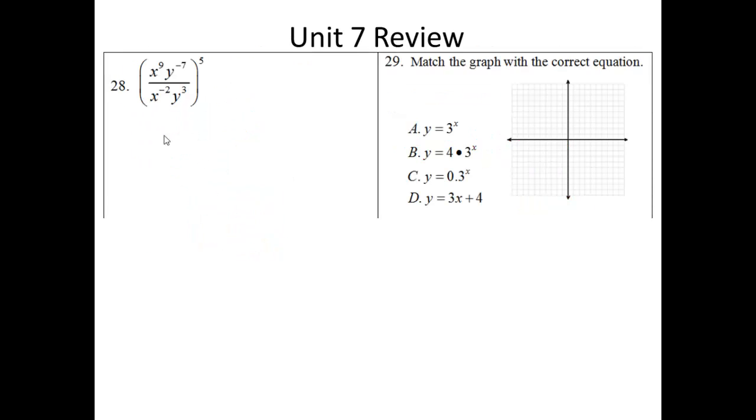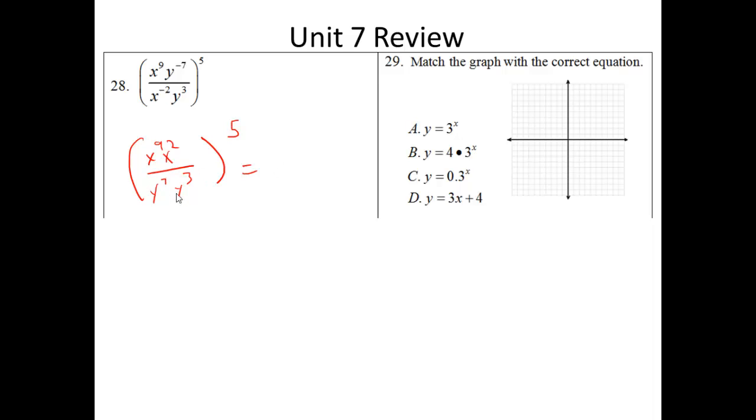All right, so number 28. I'm going to do this one a little bit differently. I'm going to simplify within my parenthesis first. So I still have this to the 5th. I'm going to bring my negative 2 up. So I have x to the 9th, x to the 2nd. I'm going to bring my negative 7 down, y to the 7, y to the 3rd. Okay? And then I'm going to simplify that even more.